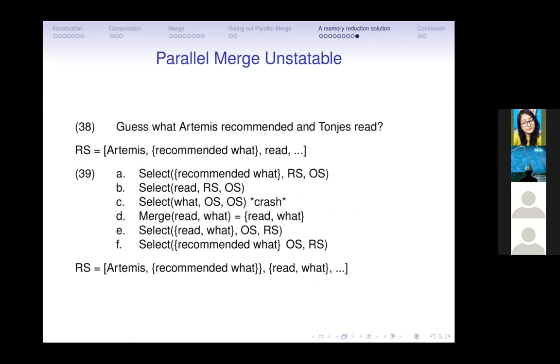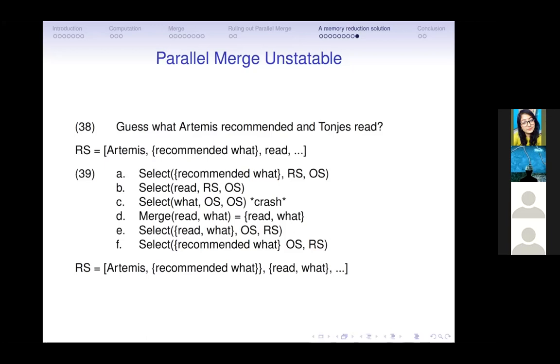So the first thing you would want to do is get to the point where your resource space contains recommended what, because that's what you're going to need. You're going to need recommended what, okay? Then you're also going to need to merge that what with read, okay? So you select recommended what from your resource space, and you put it in one of the cells of your operating space. Now you're going to need to merge what with read, right? So you select read from the resource space and put that in the other cell of your operating space.